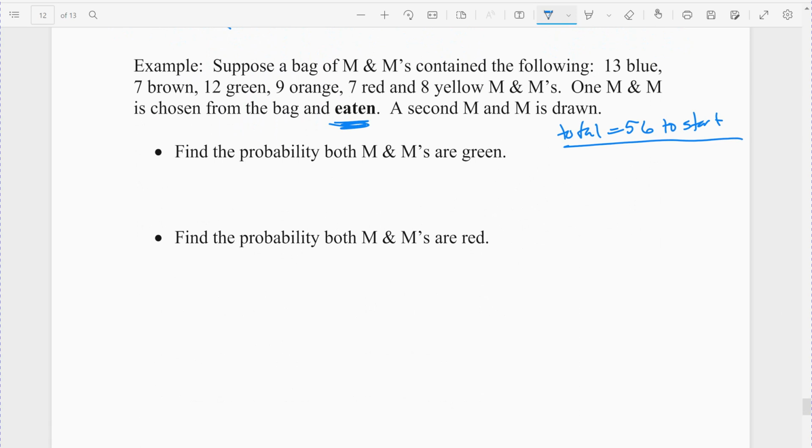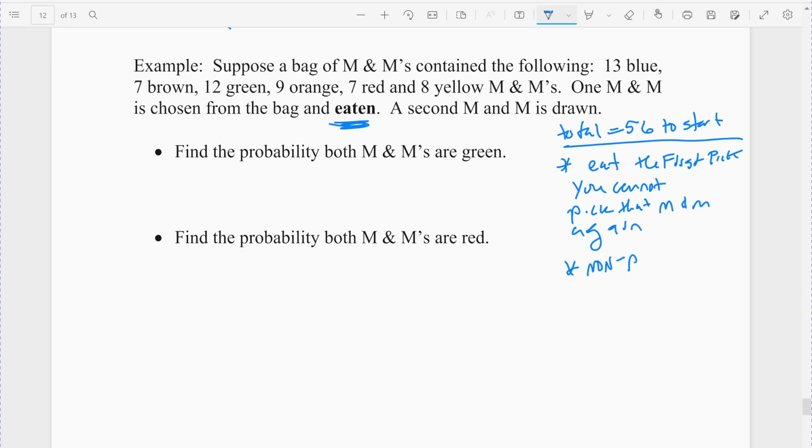And so, what that means, since you eat the first pick, you cannot pick that M&M again. This is a non-repeat.